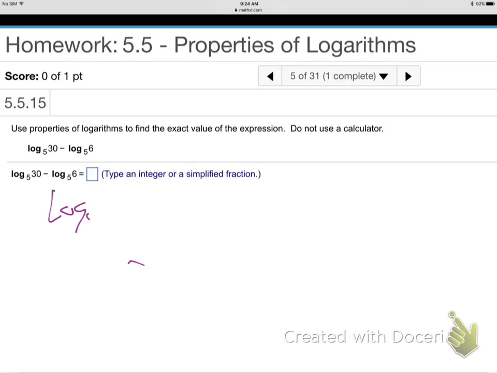Okay, so log 530 minus log 56. Try that one. Use the properties we just talked about and put that into 1 log, right? Subtraction for 2 logs. Easy job. Right? Adding and subtracting are the easiest operations, right? The easy operation for 2 logs.